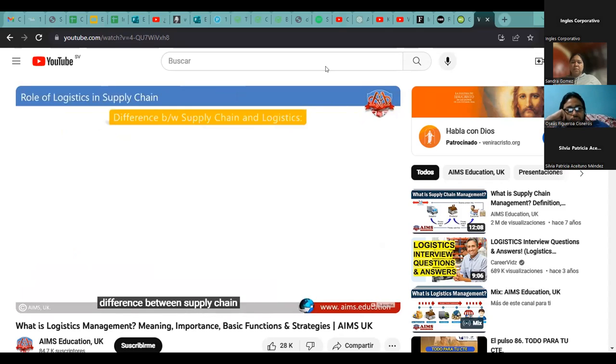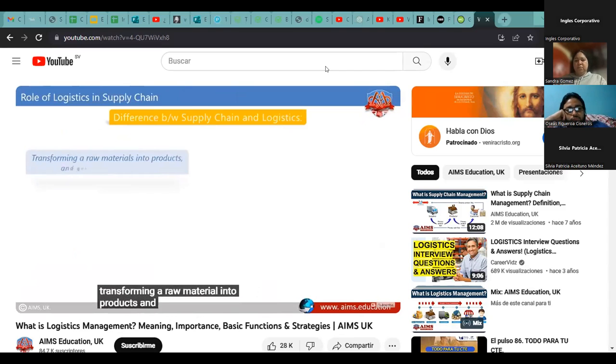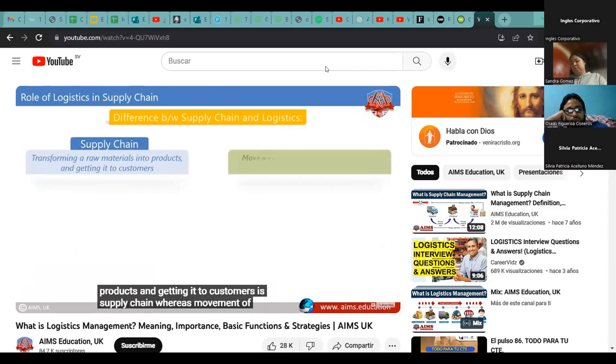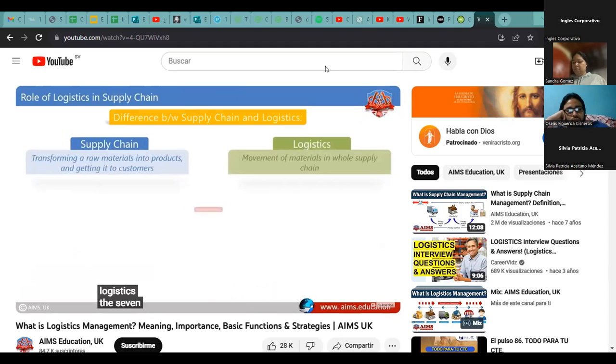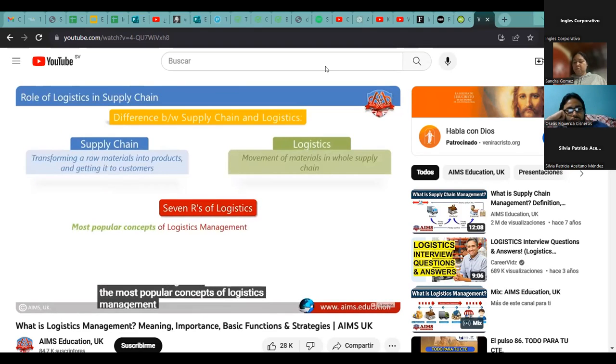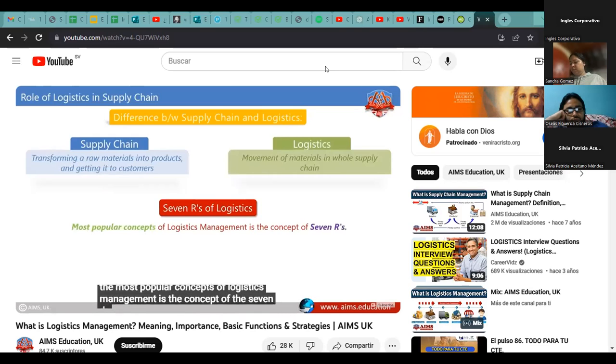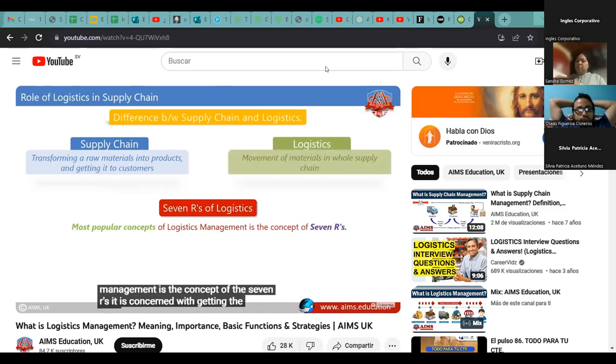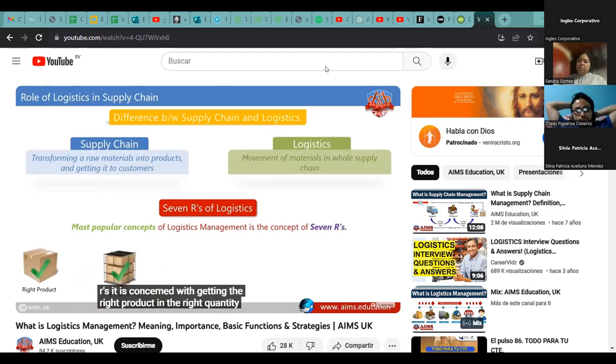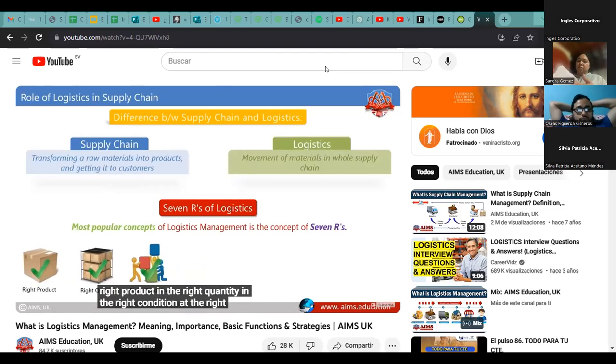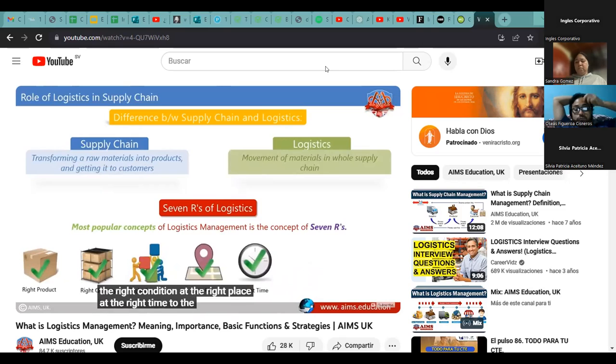Difference between supply chain and logistics. Transforming a raw material into products and getting it to customers is supply chain, whereas movement of materials in the supply chain is logistics. The seven R's of logistics. The most popular concepts of logistics management is the concept of the seven R's. It is concerned with getting the right product in the right quantity, in the right condition, at the right place, at the right time, to the right customer, and at the right price.